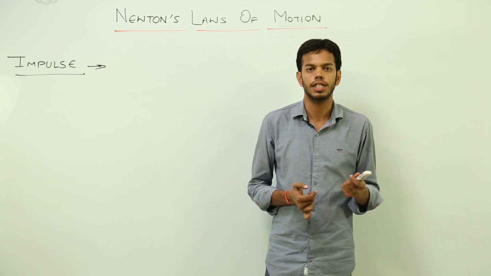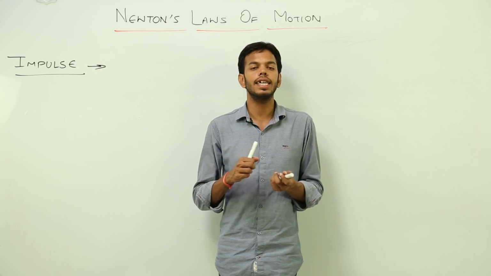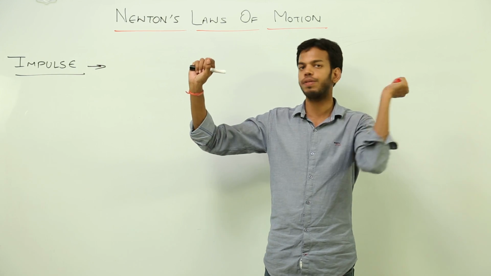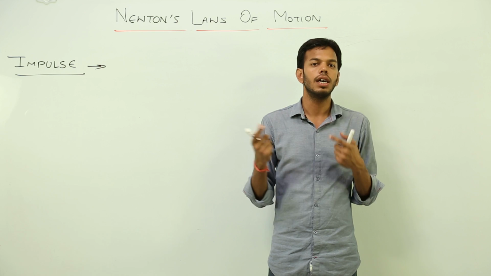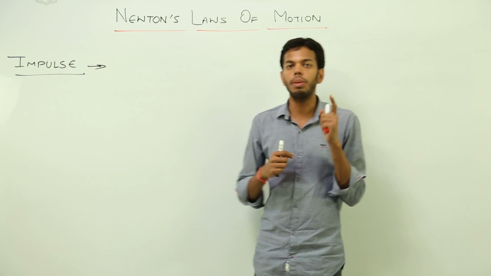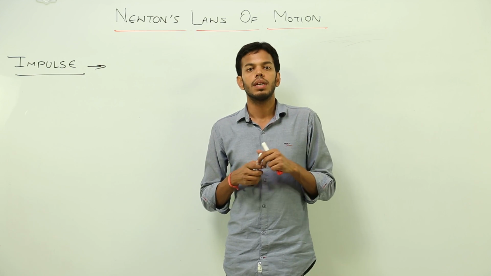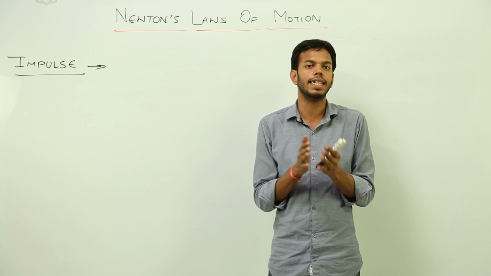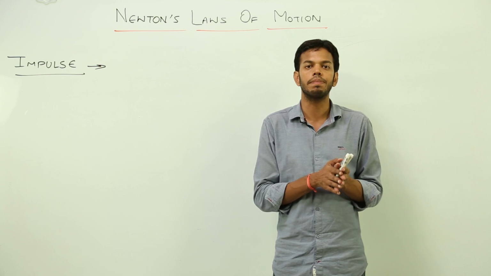Consider the following cases. In one case, a cricketer hits the ball with his bat. In the second case, an iron nail is being hit with a hammer. In the third case, a bullet is fired. The common thing in these three cases is that a quite large force acts on the body for a very small interval of time.